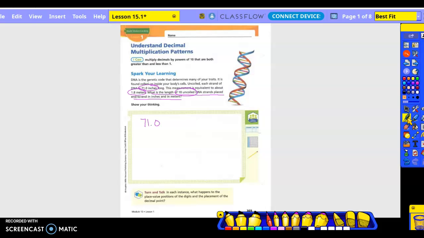All right, so we have 71 and then times 10. So what am I going to do? Move it one place to the right. So my answer is 710 inches, right? For 10 of them, laid end to end. And then 1.8 meters, and I'm going to multiply it times 10. So I move it one place to the right, and my new answer is 18 meters.